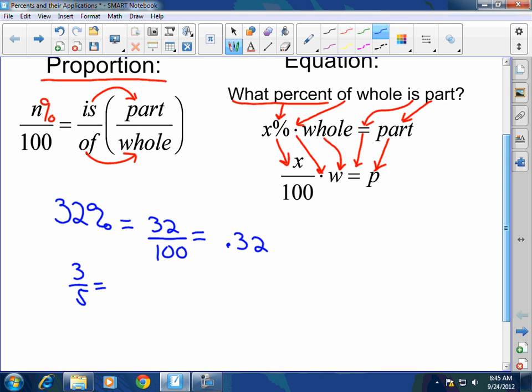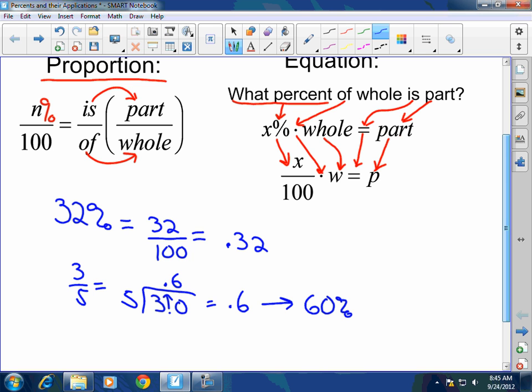I'm so proud of you guys. Thank you. 3/5, to turn that into a decimal, goes 5 into 3.0. Bring up the decimal. 5 goes into 30 6 times, so that's 0.6. Now from 0.6, I'm going from decimal to percent, R to the right. That would be 60%.